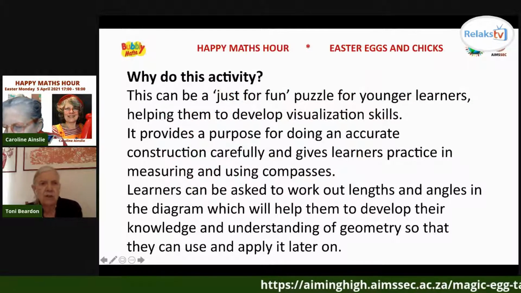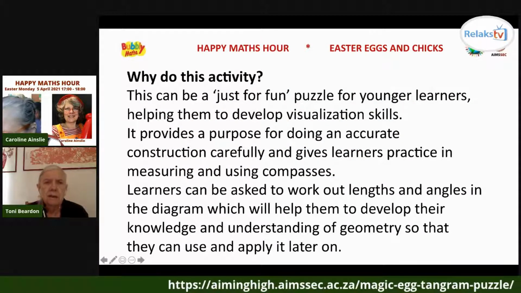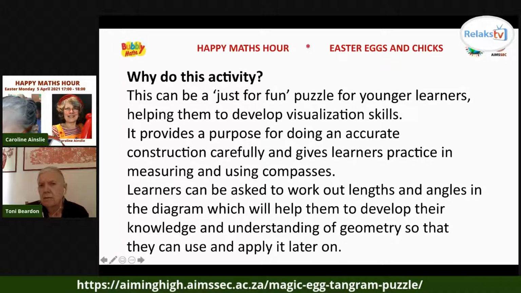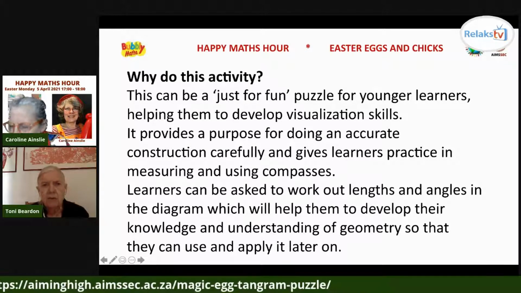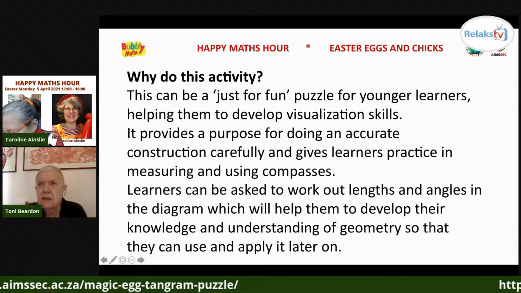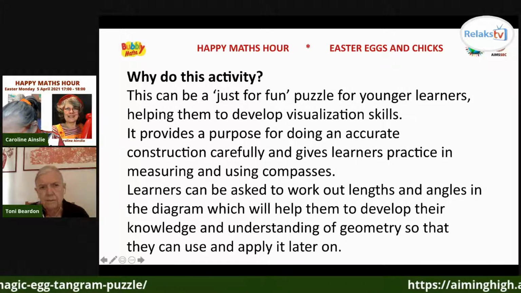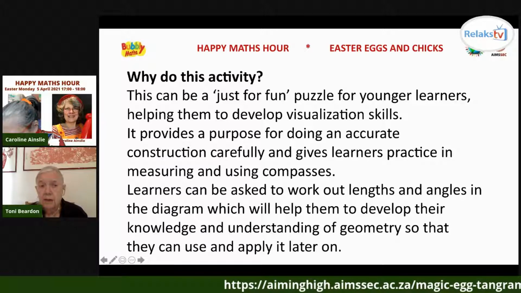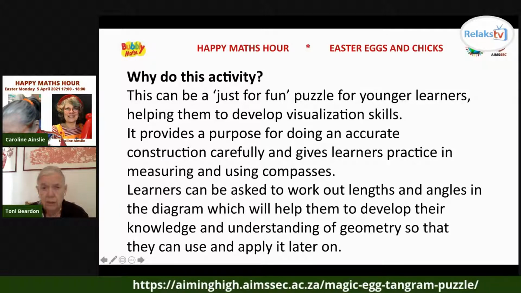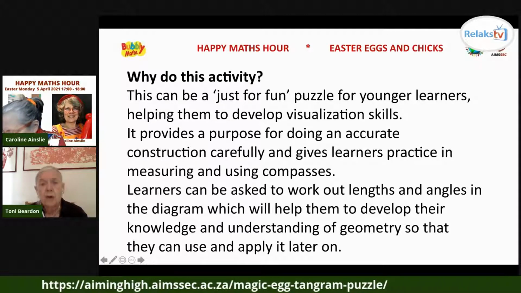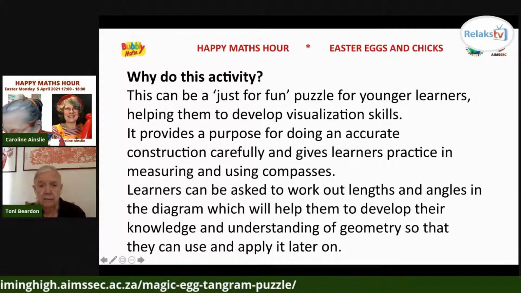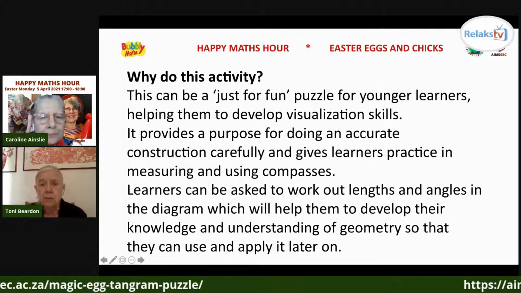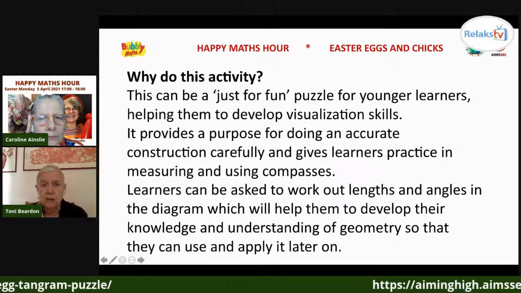And why do this activity? Well, it can be just for fun, a puzzle for younger learners, helping them to develop their visualization skills. But it also provides a purpose for doing an accurate construction carefully. And we'll show you how to do that a little bit later.